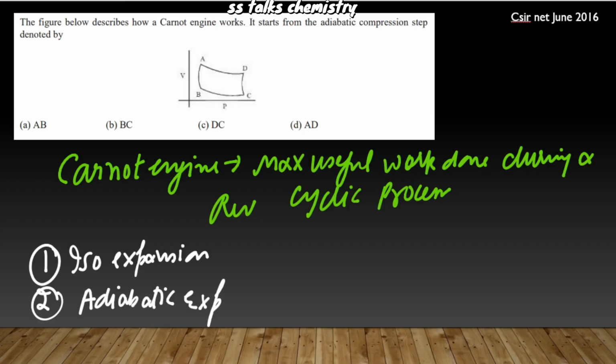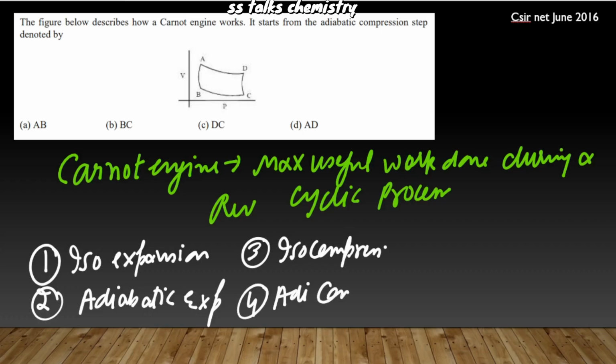Adiabatic expansion. The third step is called isothermal compression, and the fourth one is adiabatic compression. These are the four steps. On combining all of this, you get the curve for the pressure versus the volume.